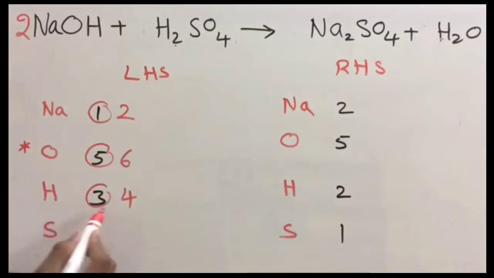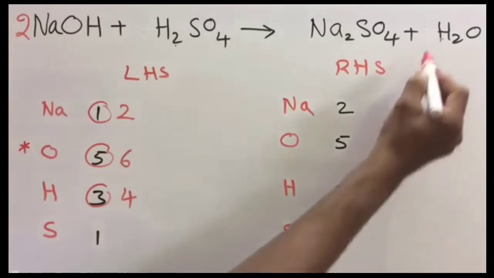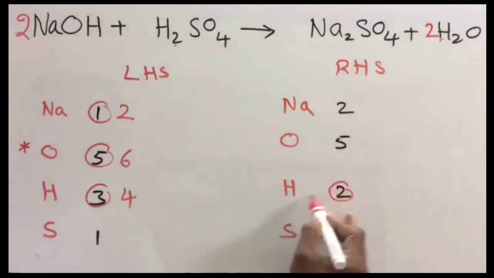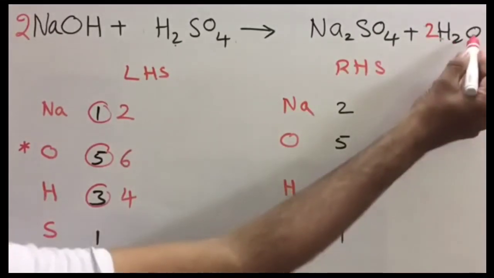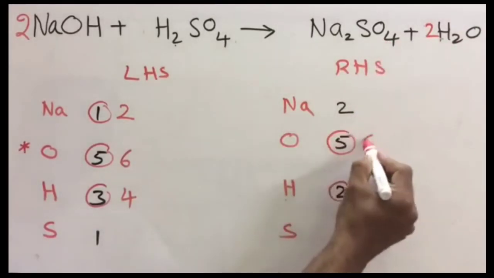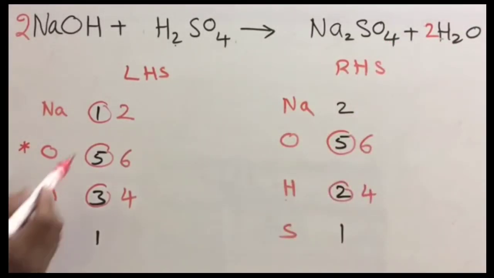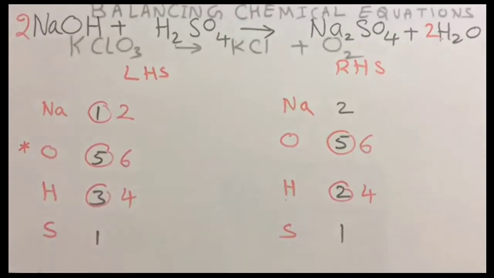Now check for hydrogen. Here we have 4 hydrogen, here we have 2 hydrogen. So we should get 2 more hydrogen. So if you write 2 here, then the number of hydrogen will become 4. 2 and 2, 2 2s are 4. But the number of oxygen will also change. So here 2 oxygen and here 4 oxygen. That means 6 oxygen. Now you can check, 2, 6, 4, 1. 2, 6, 4, 1. Thus the equation is balanced.